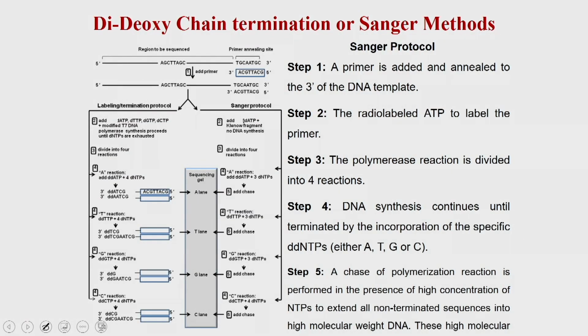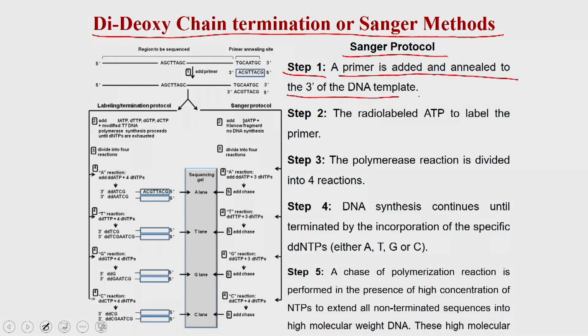So, in a typical dideoxy chain termination method, you can do this using 2 different protocols. One is called Sanger's original protocol, which Sanger developed. In step 1, you add a primer and let it anneal to the 3' end of the DNA template, which is the region you have to sequence. First you add the primer, which is going to anneal onto the 3' end of the DNA template.